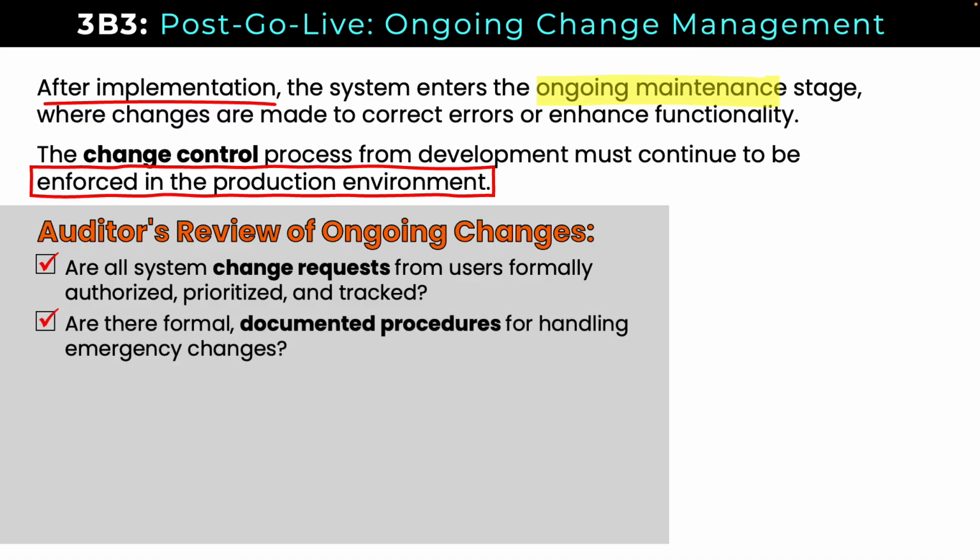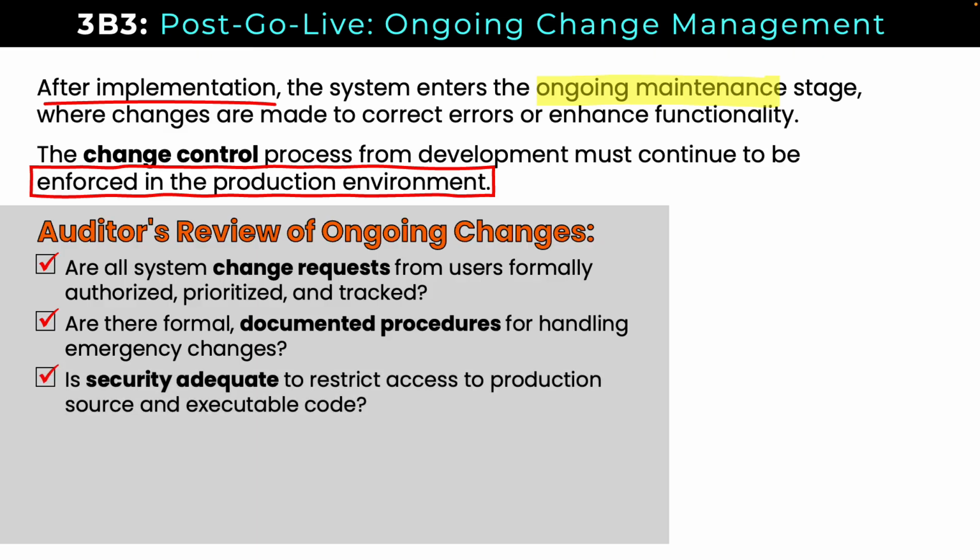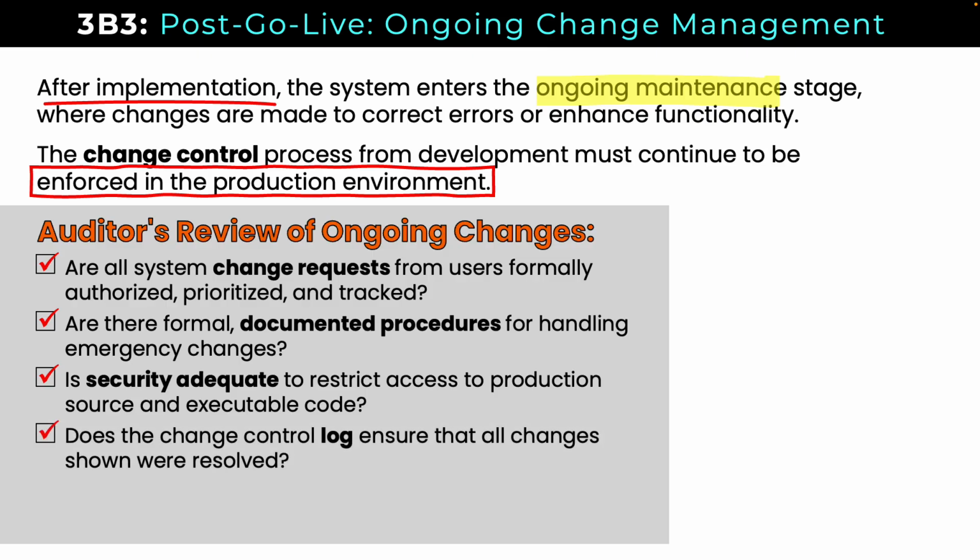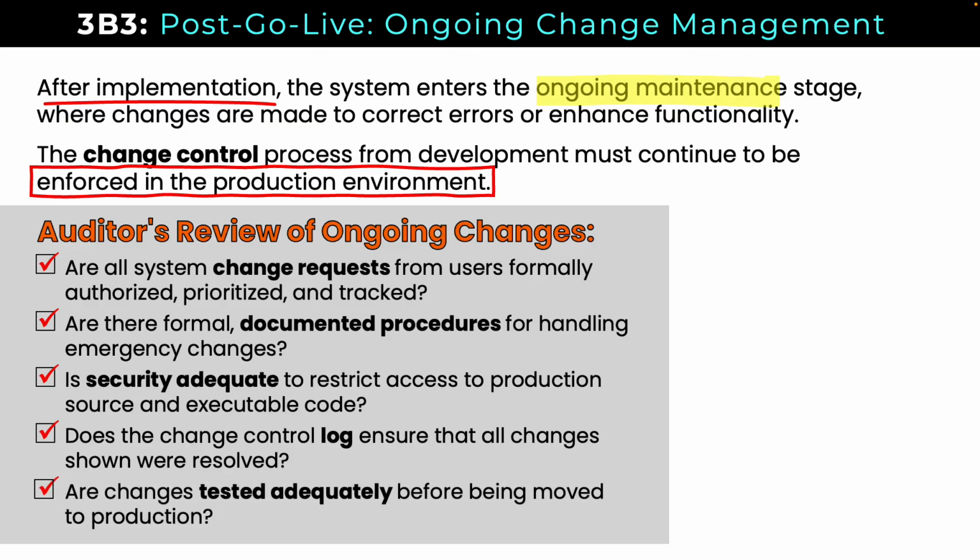that there are formal documented procedures for handling emergency changes, verifying security is adequate to restrict access to production source and executable code, ensuring the change control log is available and ensures that all changes shown were resolved, and confirming changes are tested adequately before being moved to production.